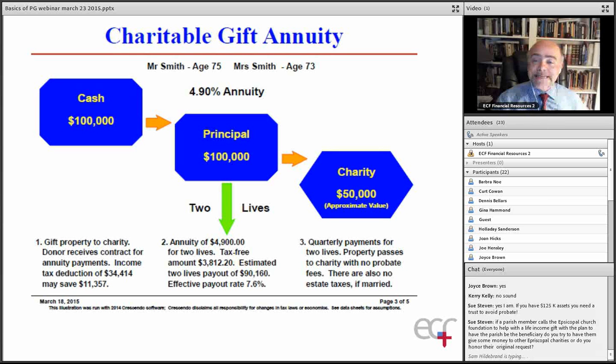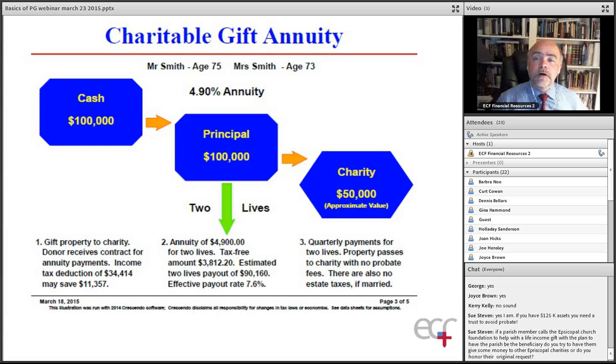and that is what we at the Episcopal Church Foundation test every year with State Street, who manages our life income gift assets. We do test that, and it does typically come out to right around 50%.